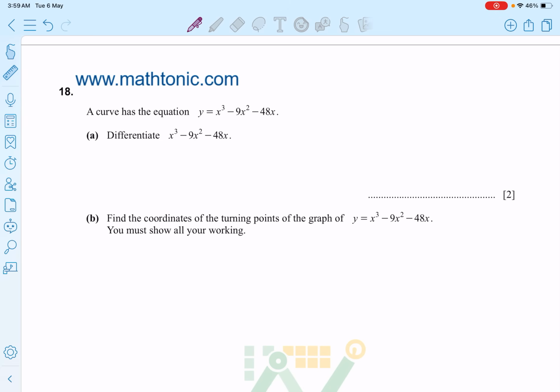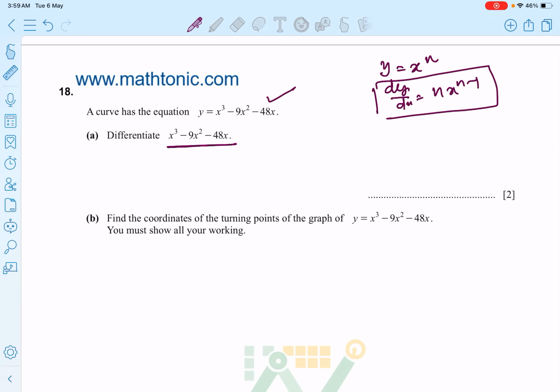Okay, question number 18: the curve has an equation y equals this. Differentiate this equation. I hope all of you know the basic formula, that when y equals x to the power n, then dy over dx equals n times x to the power n minus 1. So the same formula I'll be applying here. So dy over dx, when you go for differentiation, should be 3x squared minus 18x.